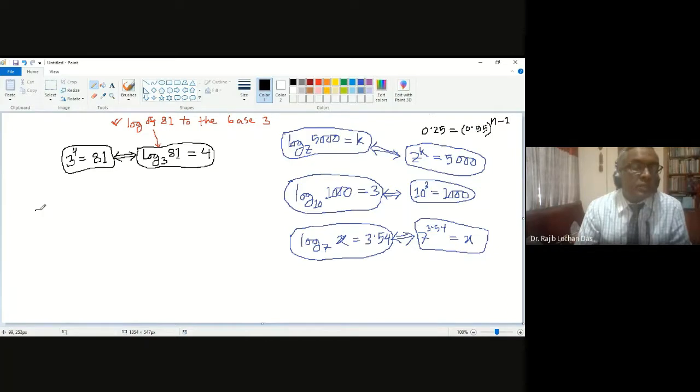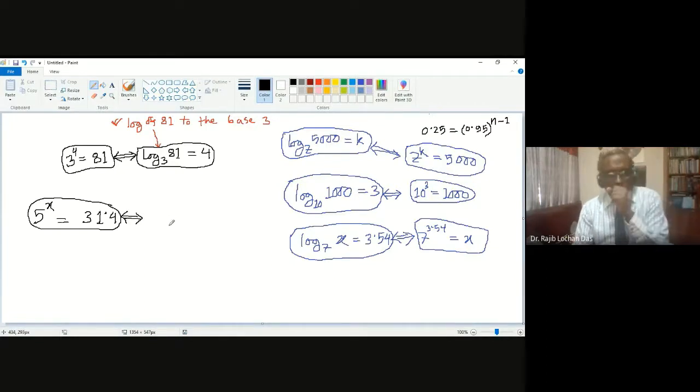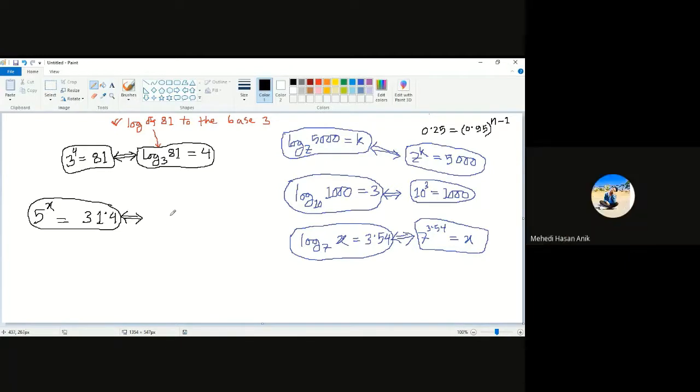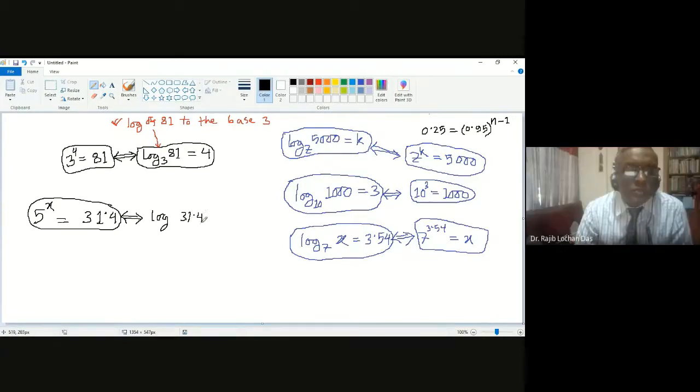Say 5 to the power x equal to 31.4. So what can you write for this in the next line? Log 31.4. Correct. And base 5 is equal to x. So this is log 31.4 to the base 5 is equal to x.